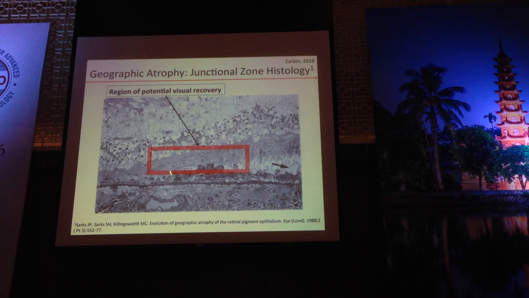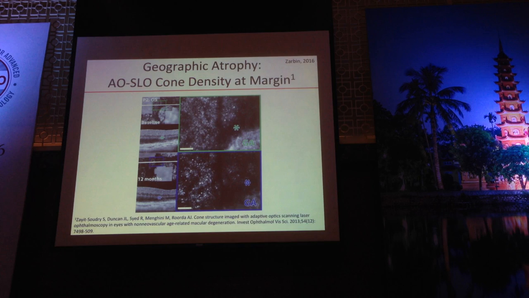We can look at areas of atrophy using adaptive optics scanning laser ophthalmoscopy, which is shown here, where you can visualize individual cone photoreceptors. Those are the little white dots. This is an area of atrophy. And this area is visualized 12 months later. And you can see that we can actually study the very same cone photoreceptors 12 months later.